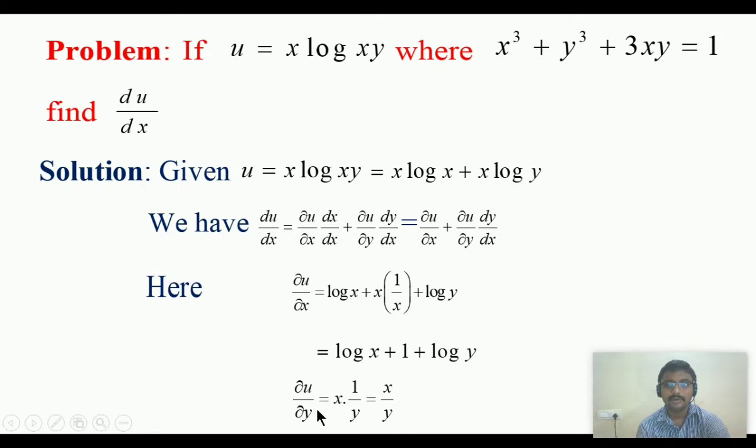Dou u by dou y, similarly: x log x derivative is 0, because while differentiating partially with respect to y, we have to keep x as constant. So x log x derivative is 0. X constant, log y derivative is 1 by y, that is x into 1 by y is x by y. So it is the value of dou u by dou y.